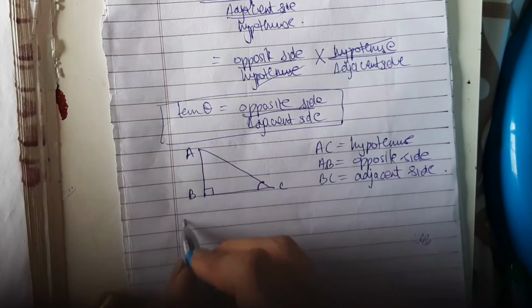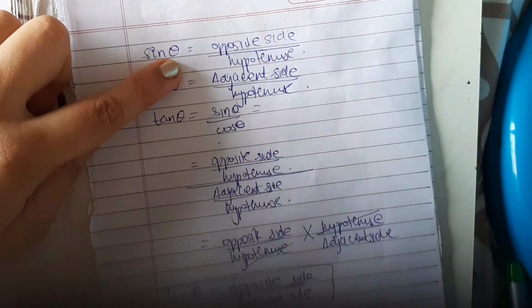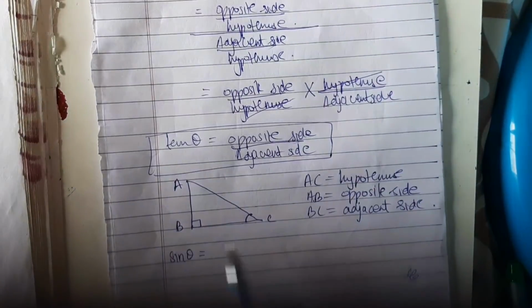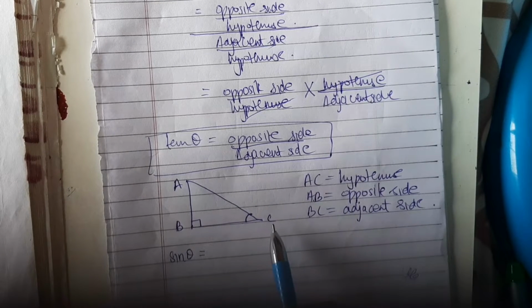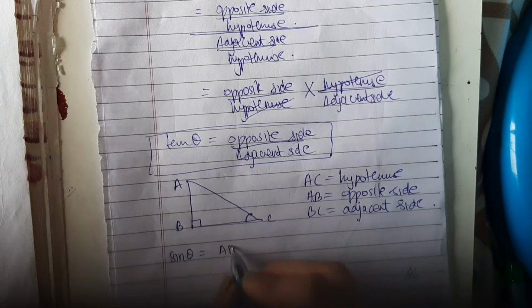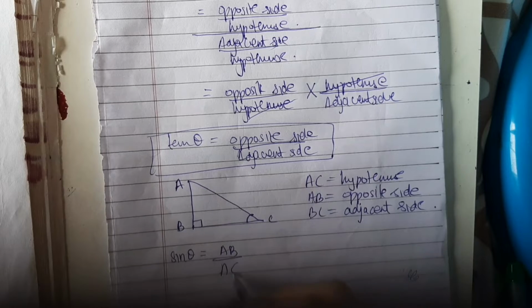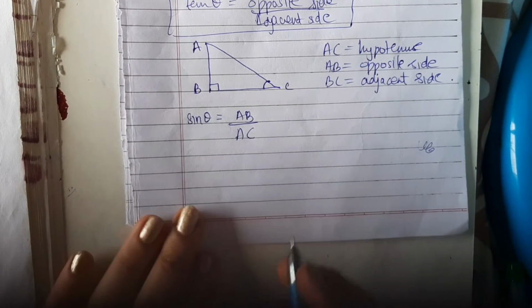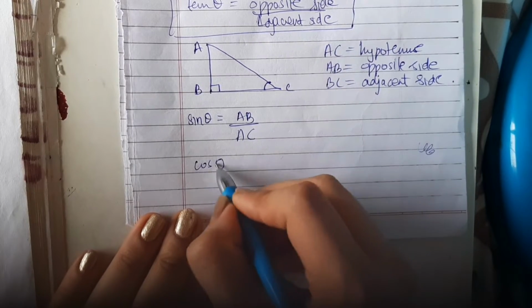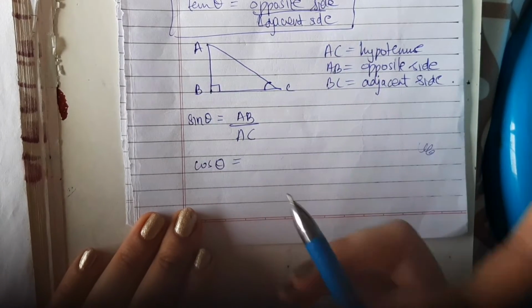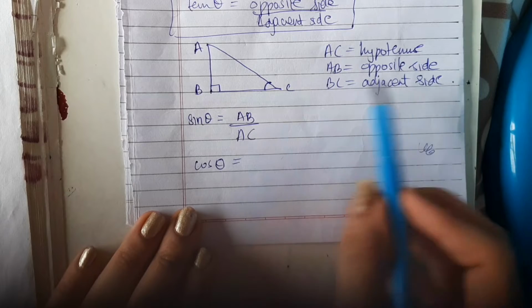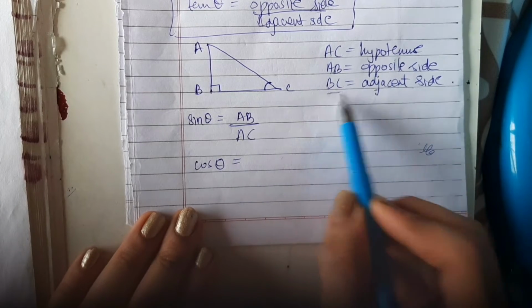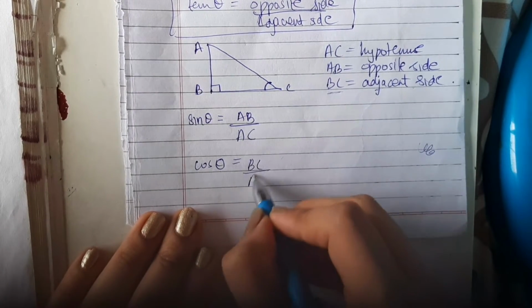Okay, so the sin theta will be what? Now sin theta is opposite side upon hypotenuse. So what is opposite side for angle C? It is AB. And what is hypotenuse? AC. So my sin theta will be equal to AB upon AC. Okay. Now cos theta. Cos theta is what? Adjacent upon hypotenuse. So what is adjacent for angle C? It is BC. So it will be BC upon AC.